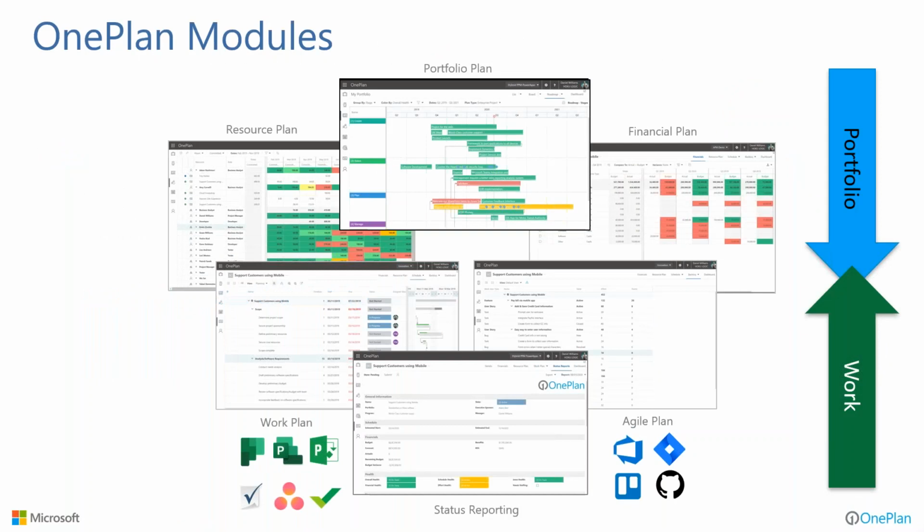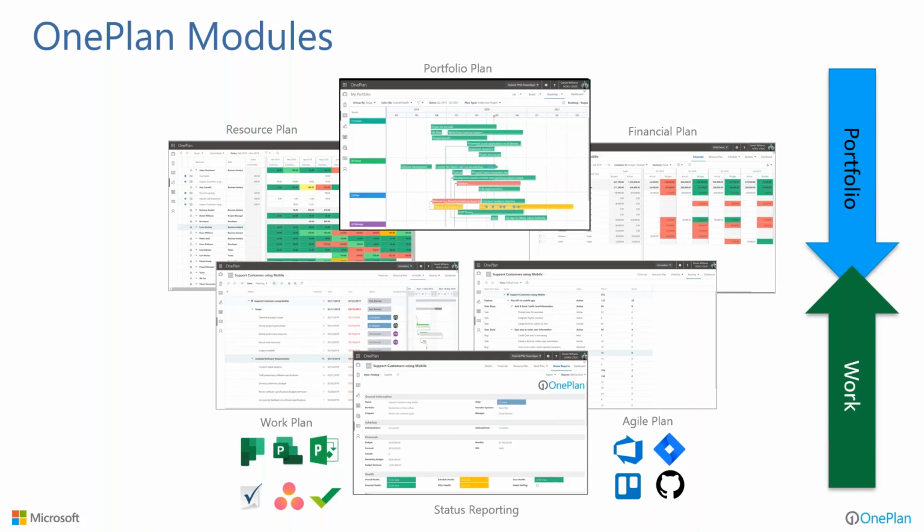So if we add the one plan piece into that mix, what do we get? We get portfolio planning at the top, more top down. We get resource capacity planning. We get financial planning at whatever level of granularity makes sense, and it can get pretty granular. And then from the bottom up, we get work execution using whatever variety of tools and methods we want.